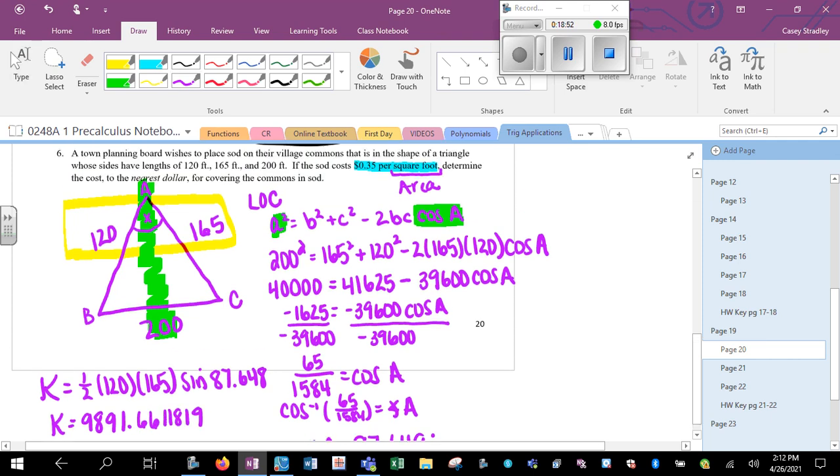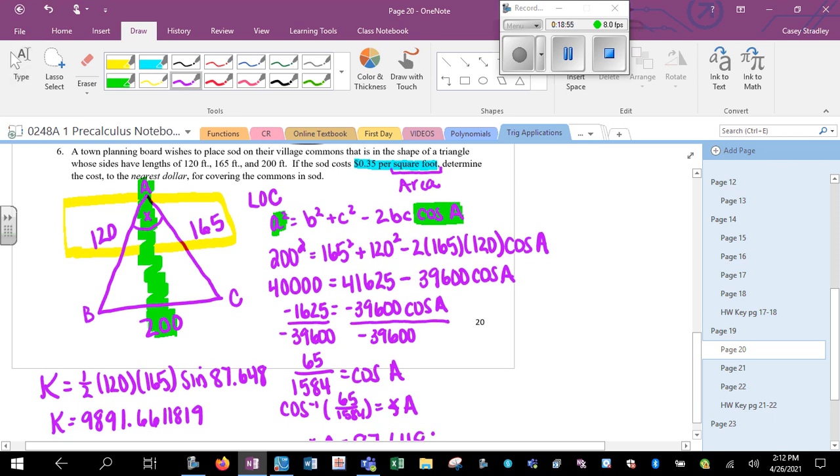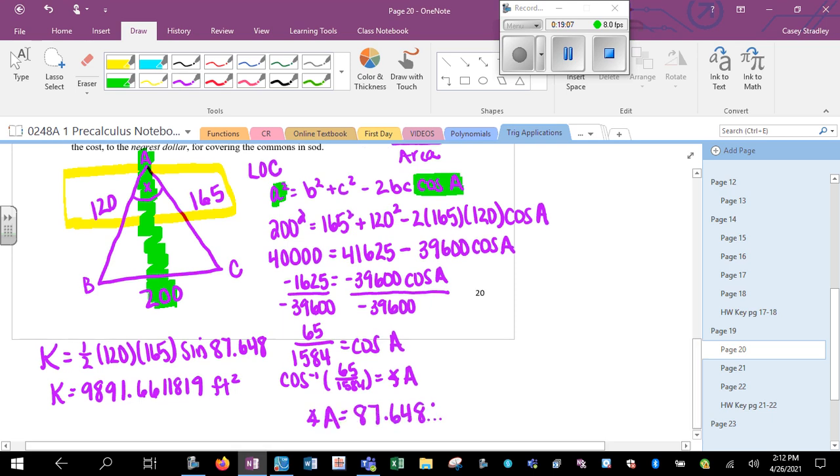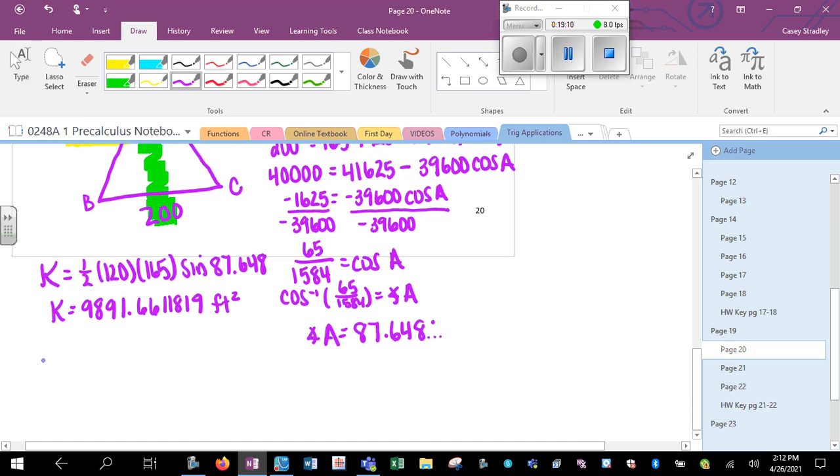Let's go back and read the question. So what did I find? This is the square foot area of our triangular plot of land here. It's 35 cents per square foot. So that means I'm going to take this value, and in order to get the cost of our land, I'm going to multiply 35 cents by our area. Round to the nearest hundredth because it's money. And that tells me that this piece of land costs $3,462.08.